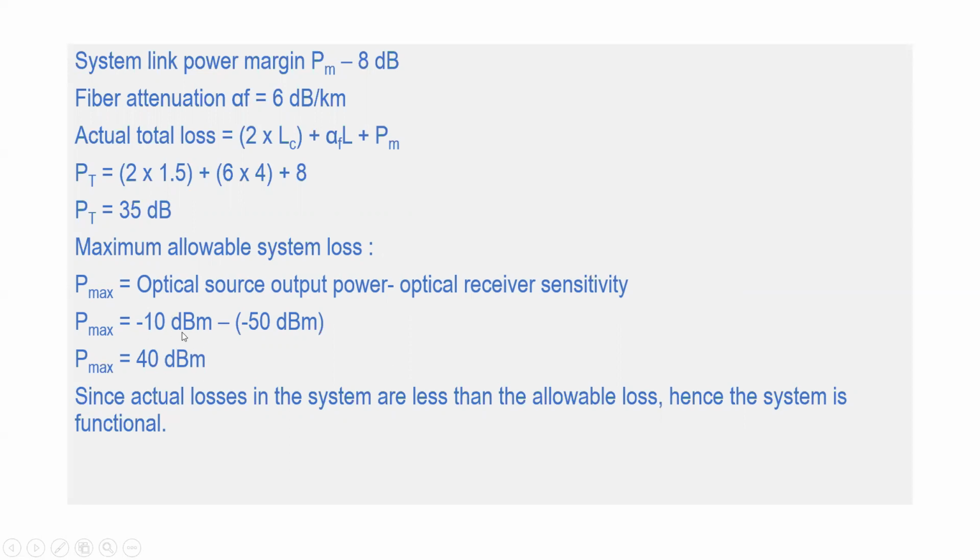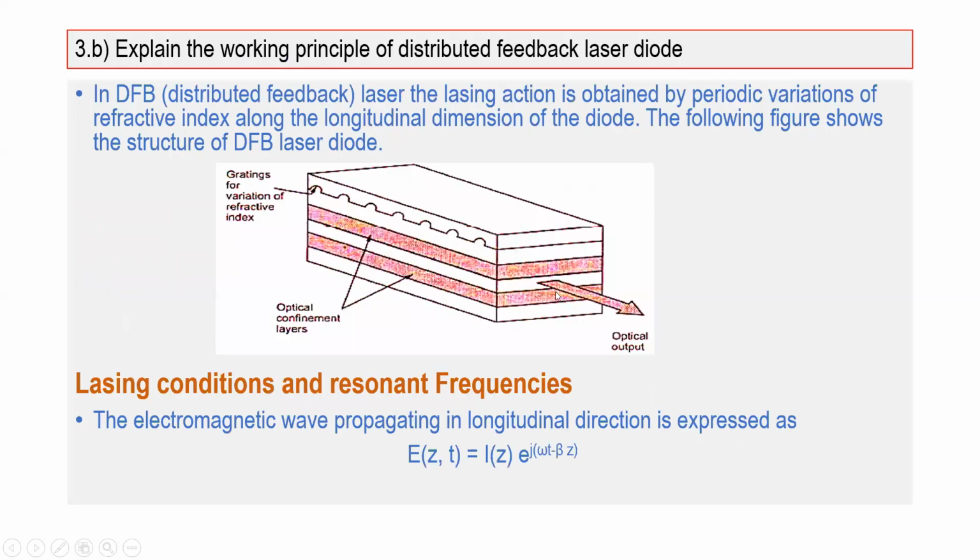Optical source output power is minus 10 dBm while the receiver sensitivity is minus 50 dBm. So it can sustain a loss of 40 dB. Here the loss occurred is 35. So as this loss is within the range, you can take it. Since actual losses in the system are less than allowable losses, the system is functional. You can use the system.